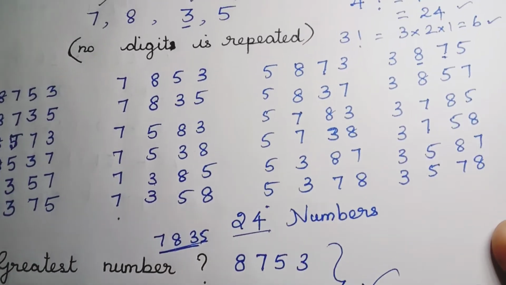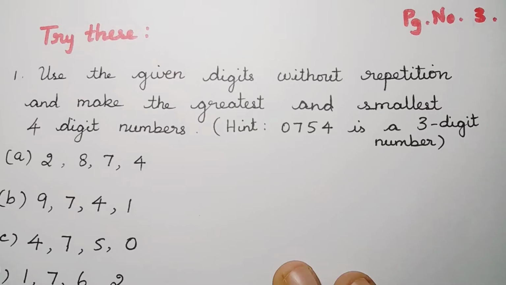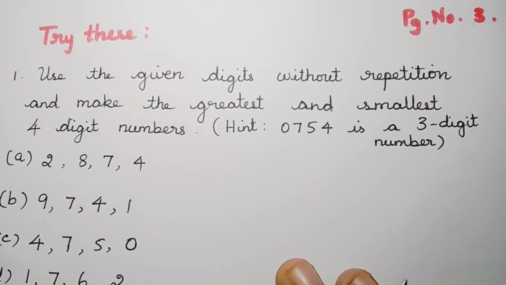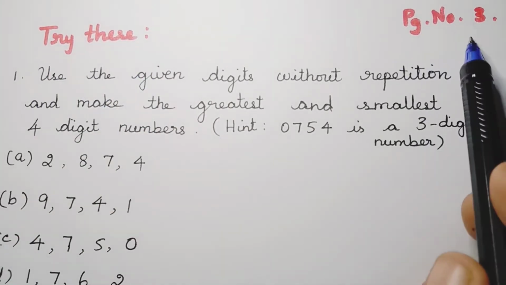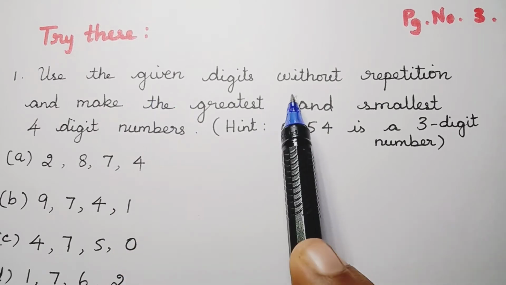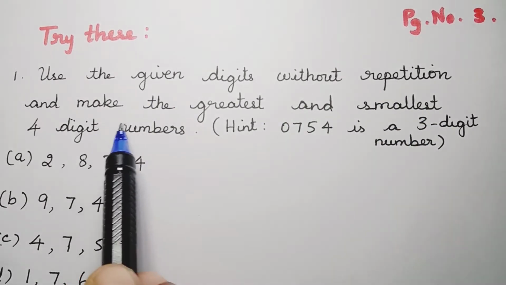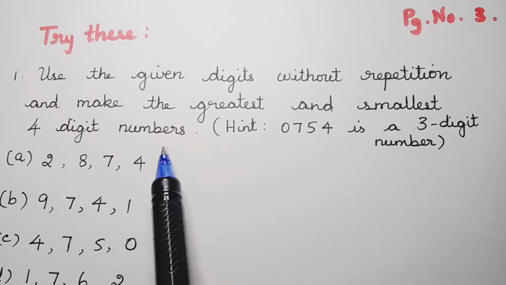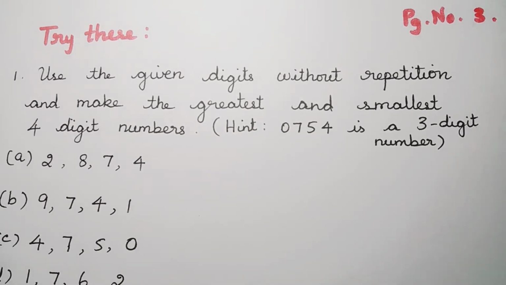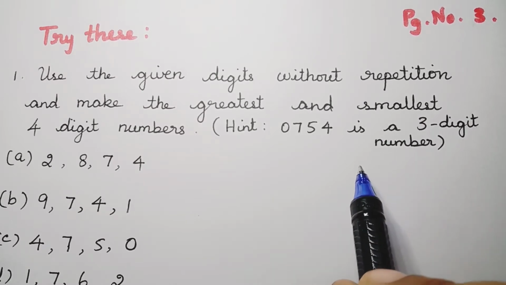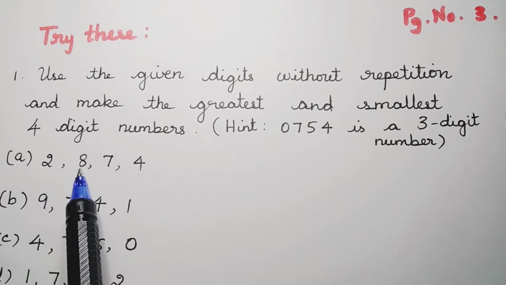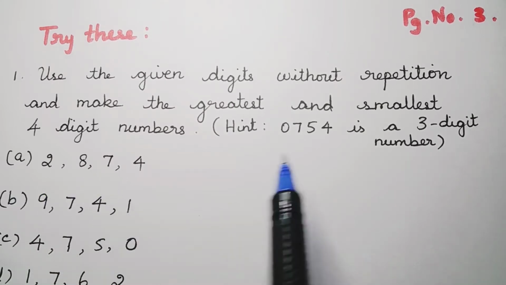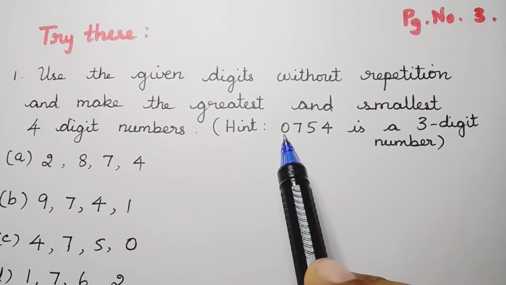Okay, the next topic in your chapter is Try This. Okay, page number 3, Try This. Use the given digits without repetition and make the greatest and smallest 4-digit numbers. Okay, we have to find out 4-digit numbers without repetition. Okay, so the questions are given: 2874. The hint is also given, the first digit should not be 0.